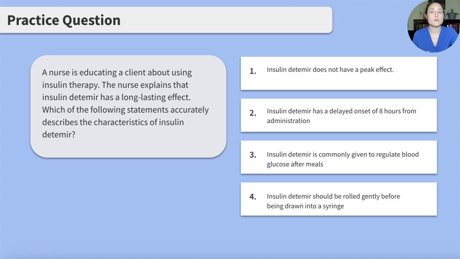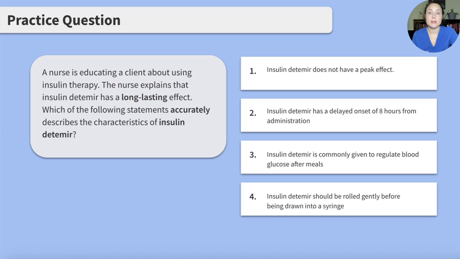First and foremost, what are our keywords here? I'm looking at accurately, long-lasting, and insulin detemir. It seems like we're talking about an insulin with long-lasting effects. In my head, I'm thinking of intermediate-acting or long-acting insulin, since those two have longer-lasting effects out of the different types of insulin. The question also gives us the name of the insulin, which is insulin detemir.